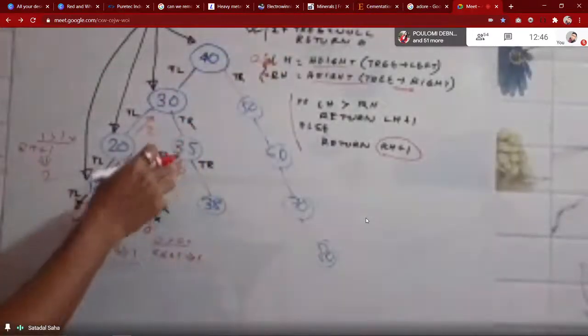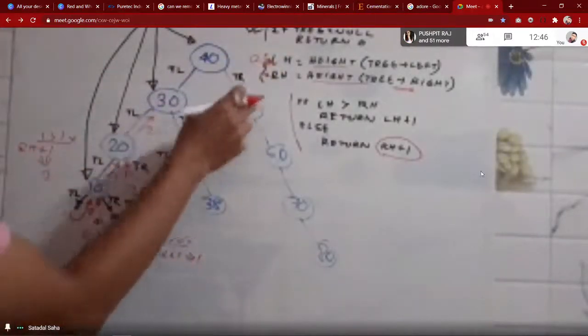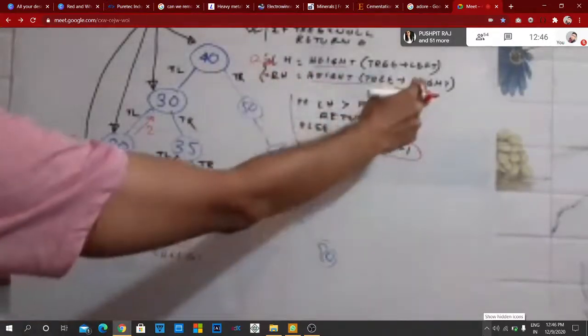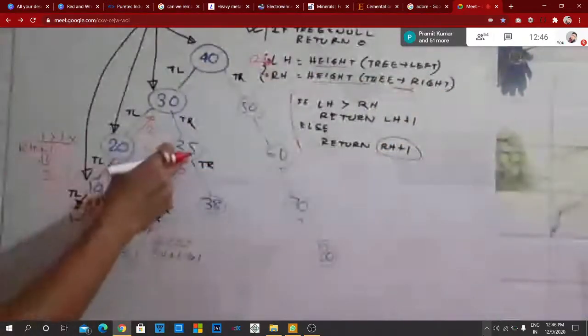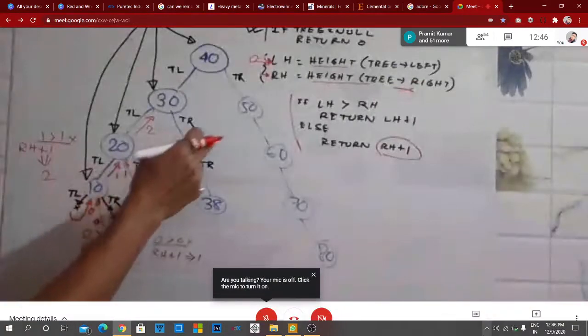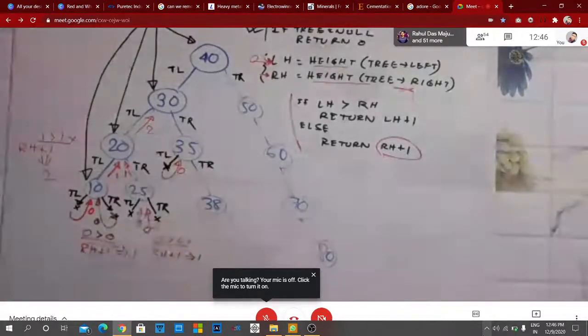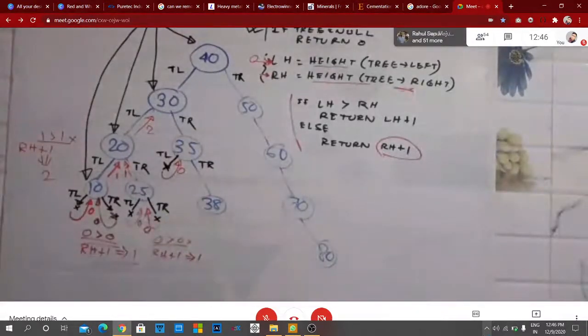That means this is over. Sitting at 35, left computation is over. So now it will compute the right part. So RH equal to height tree right. So it will call the function height with the right child, that is 35. So it will call this height with the node 35.